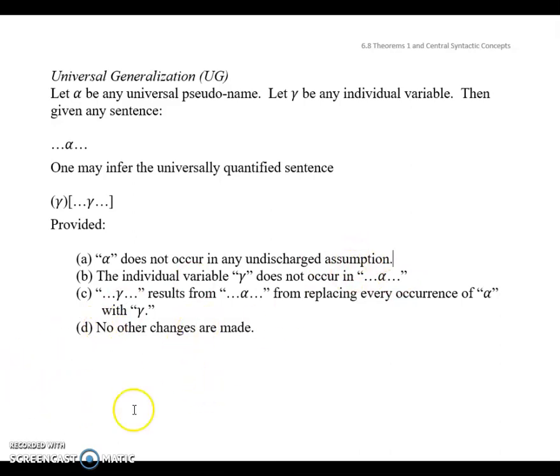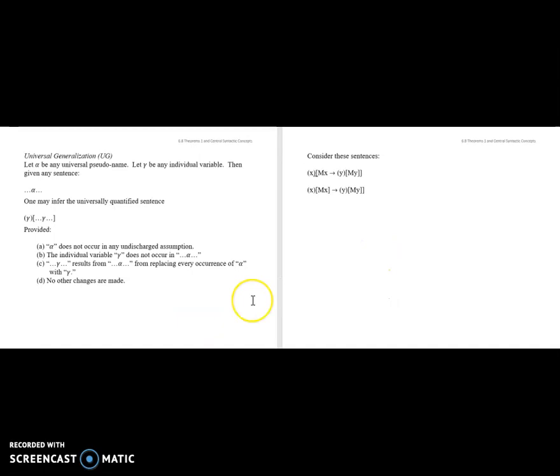So I want to explain it in the context of an example. The best way to explain what proviso A means and why it's necessary is to look at an example like this. Consider these two sentences just for a second. These two sentences are similar, but they are not the same, and they are by no means logically equivalent. This one is a universally quantified sentence, and this one is not a universally quantified sentence. It is a conditional.